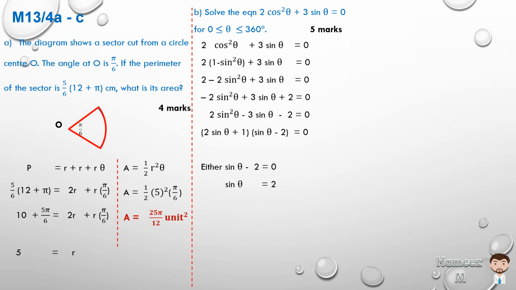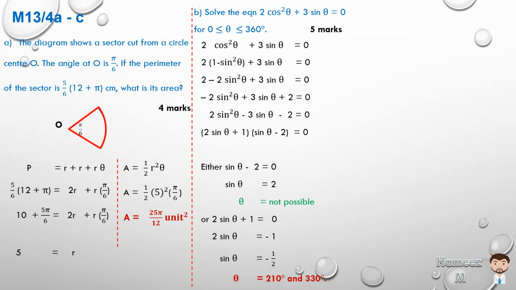And if you remember the sine graph, the maximum or minimum values of sine theta is plus and minus 1. As such, it is not possible to get an answer where sine theta is equal to 2. So since the first bracket doesn't work out to be 0, then clearly the second bracket must be. 2 sine theta plus 1 is equal to 0. So 2 sine theta is equal to minus 1. Sine theta is equal to minus a half. As such, theta is equal to 210 degrees and 330 degrees.